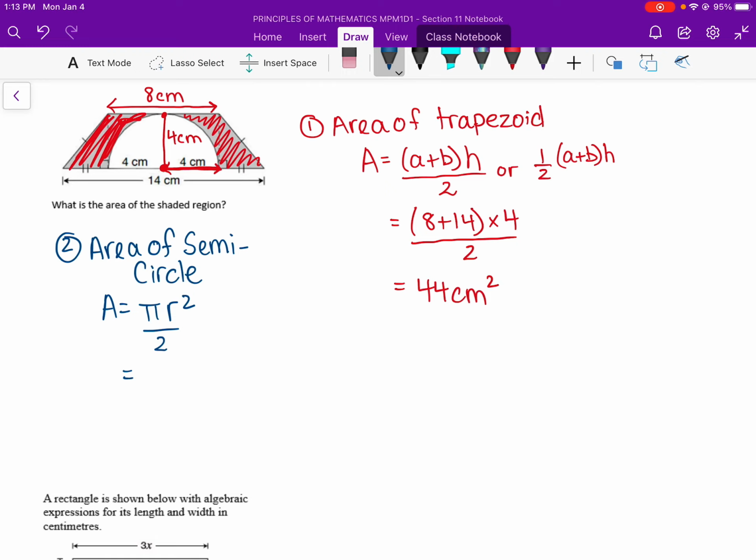Okay, so let's find the area of the circle. So pi, 3.14, times the radius squared divided by 2. So 25.12 centimeters squared. So now we know the area of the semicircle, this. We know the area of the whole trapezoid. So how would we get the area of just the shaded thing?